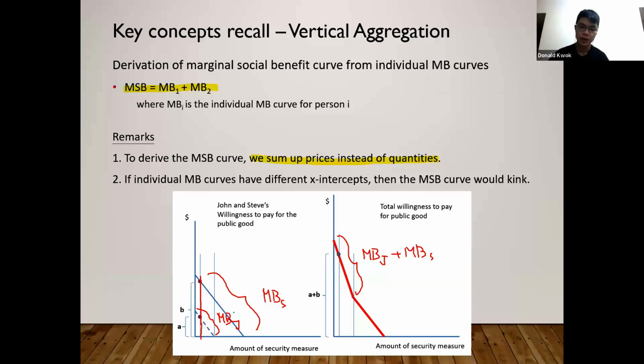However, when the quantity is large, let's say at this level, then only Steve perceives the good with a positive value, but not John. So the marginal social benefit curve would only incorporate the individual benefit of Steve when the quantity is large. As you can see, across different quantities the marginal social benefit curve has a different expression, and this is why the MSB curve would kink at some point if the two individuals have different x-intercepts for their individual MB curves.